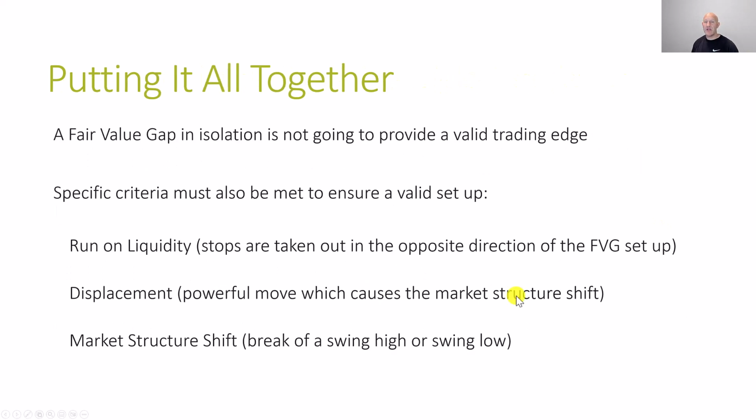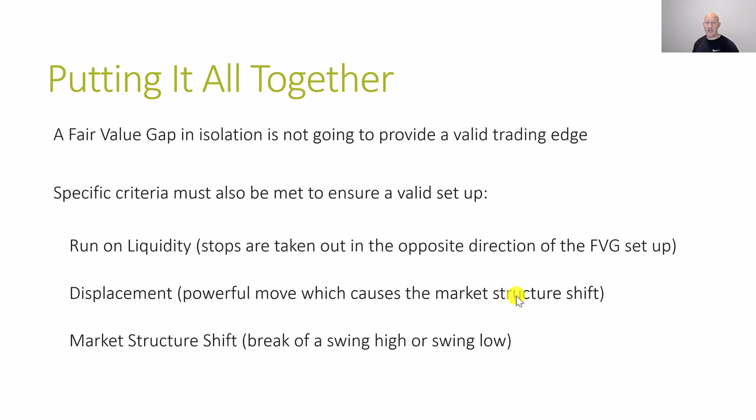And so now we need to put all of these concepts together, because a fair value gap as a pattern, so that 3 candle pattern, is not actually going to give us any kind of trading edge in isolation by itself. If you just use that pattern, it's not really going to give you that much success. So we have to layer in additional criteria to make sure that we've got a valid setup, and obviously we then have a much higher probability of success when we enter a trade on that basis.